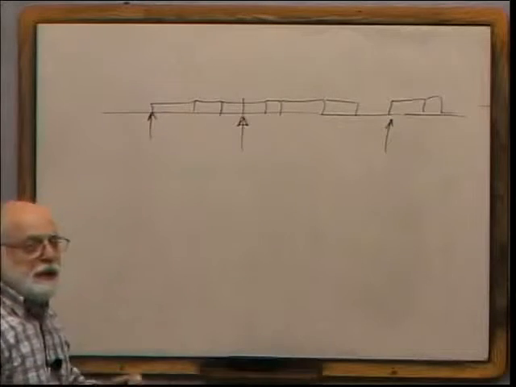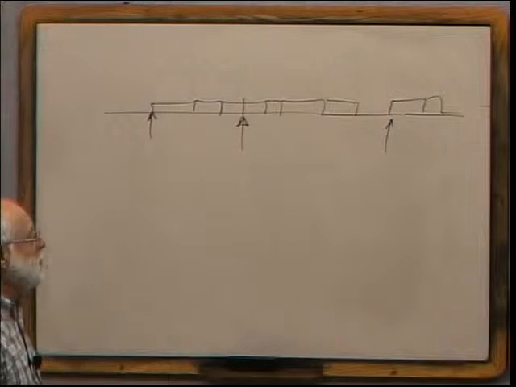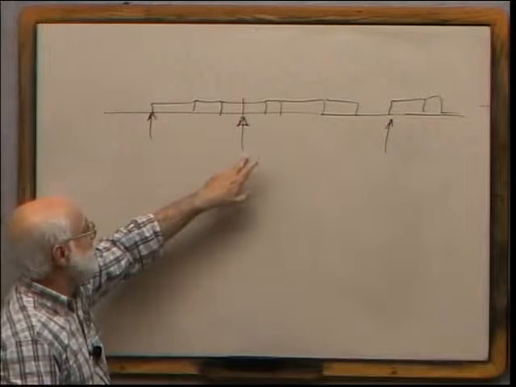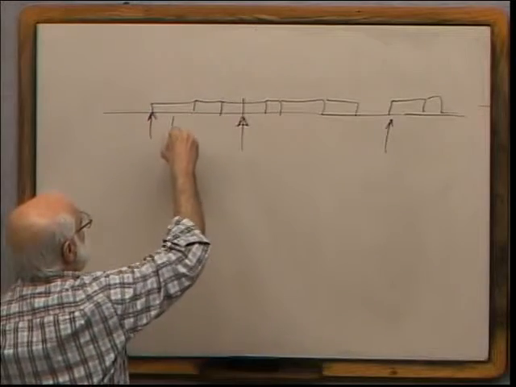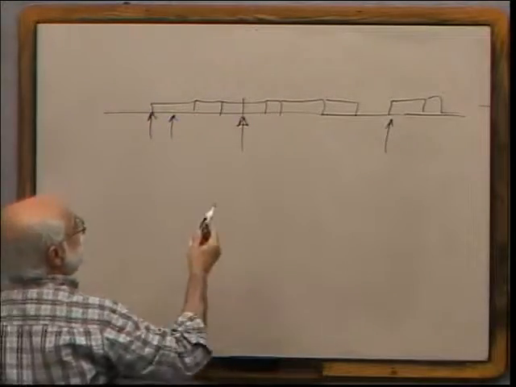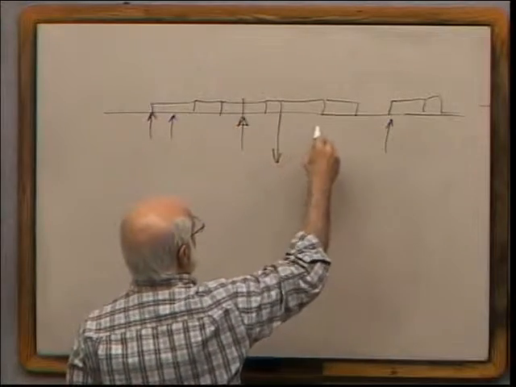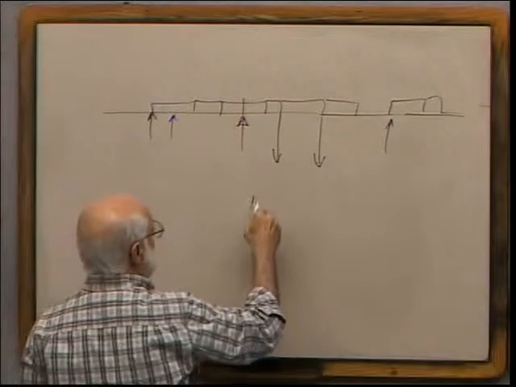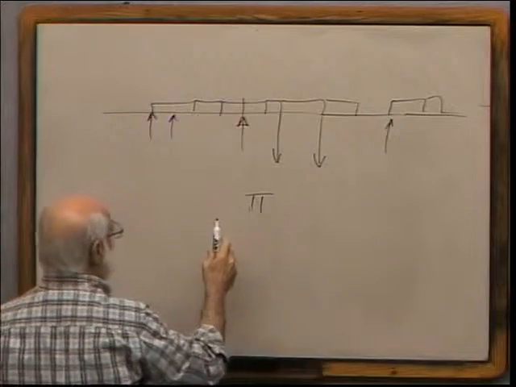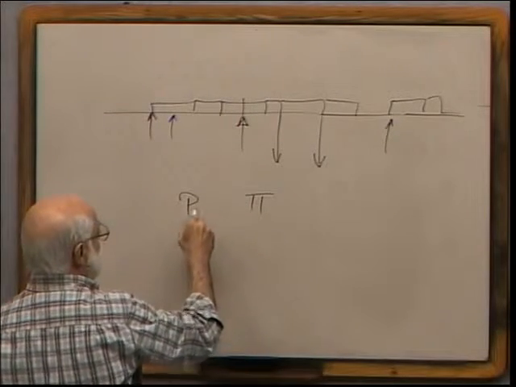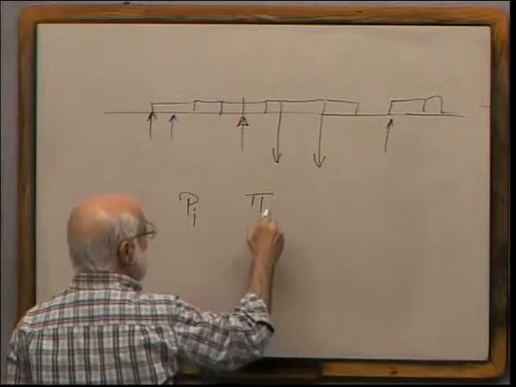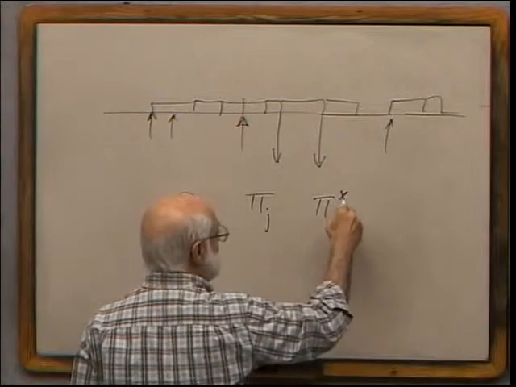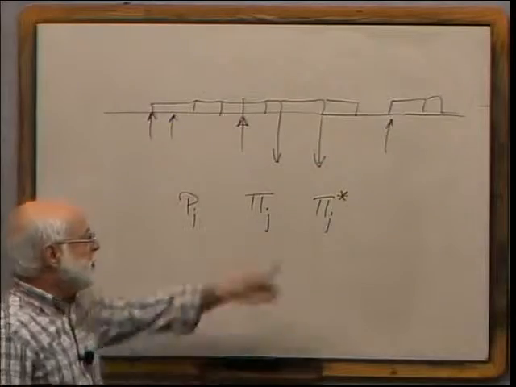The answer is, what I'm going to do is look at the system not at arbitrary times or at arrival times. I'm going to look at it at departure times. So, for example, there's a departure, there's a departure. So I'm going to write equations not for the probability that the system is in state j, call that p_j, or the probability that an arrival finds the system in state j, call that pi_j, but the probability that a departure leaves the system in state j. So the star here represents the probability from the viewpoint of a departing customer.